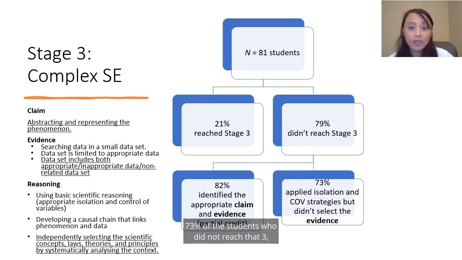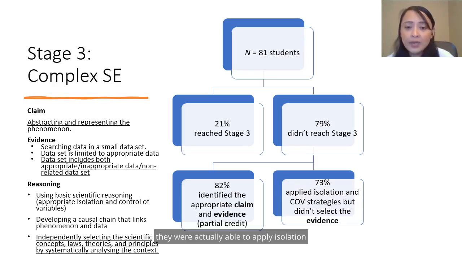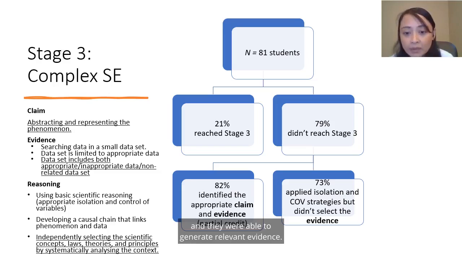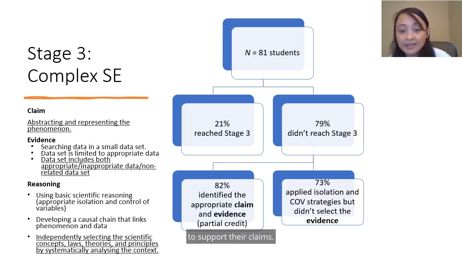73% of these students who did not reach stage 3 were actually able to apply isolation and control of variable strategies, and they were able to generate relevant evidence. However, these students did not select this evidence to support their claim.